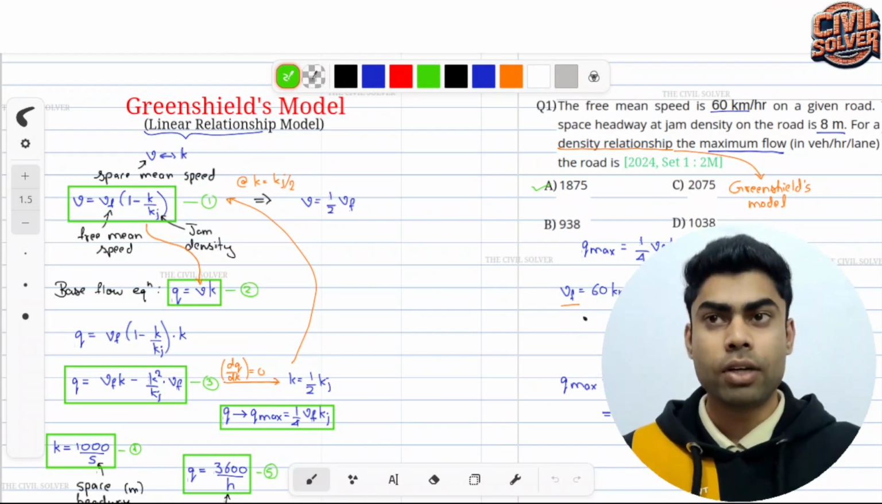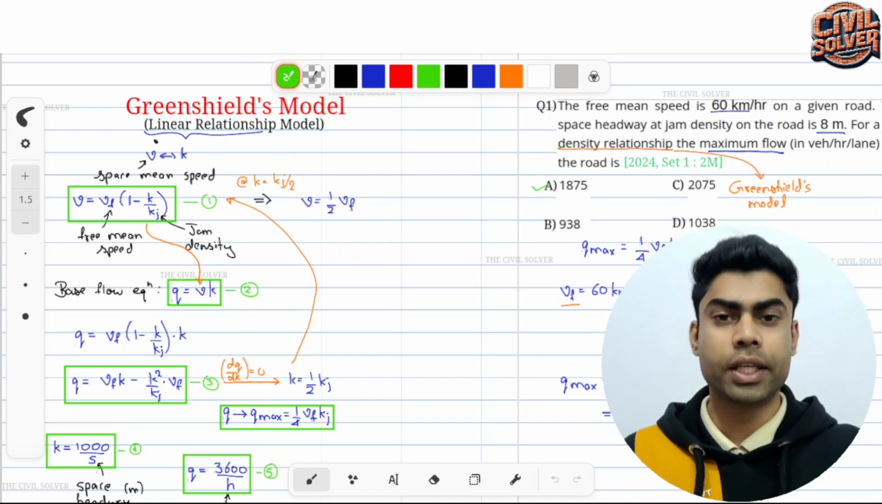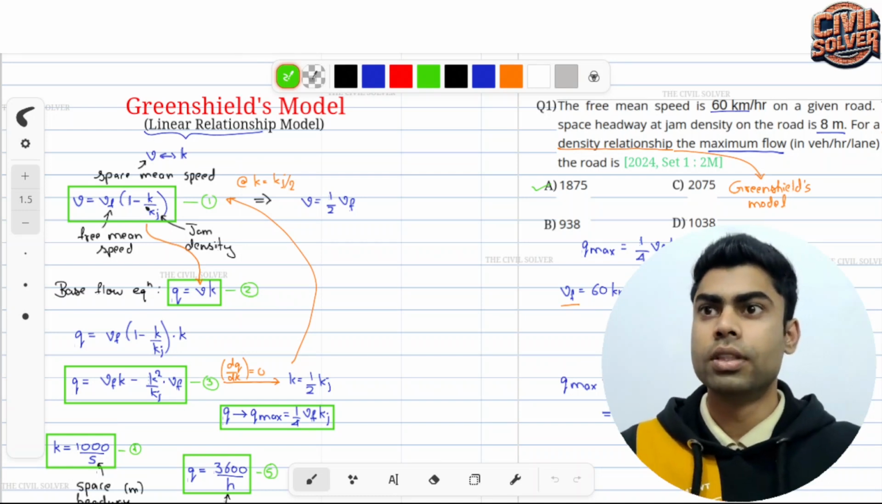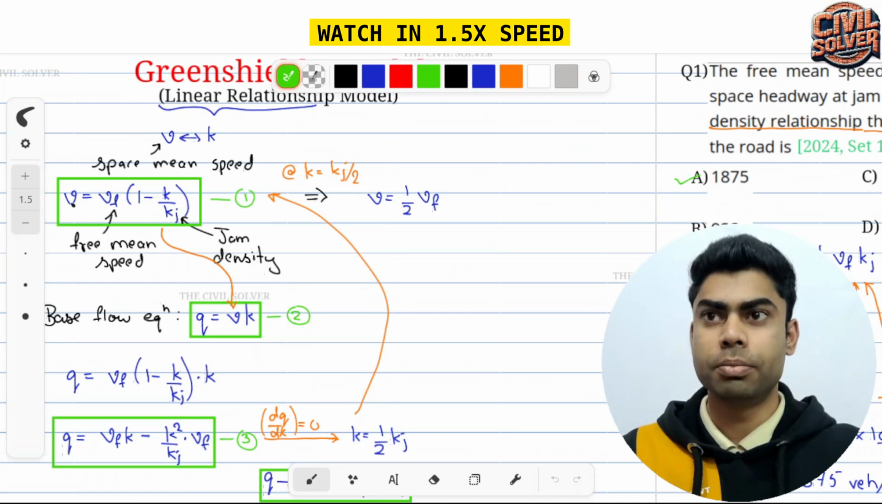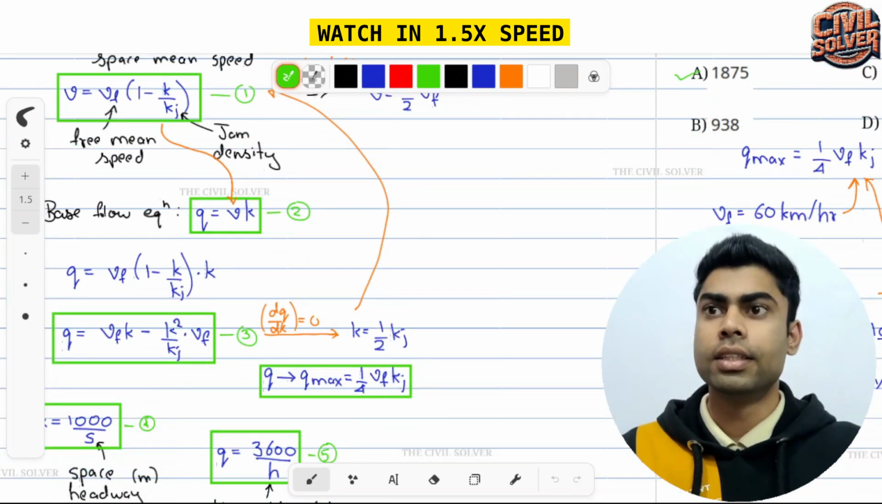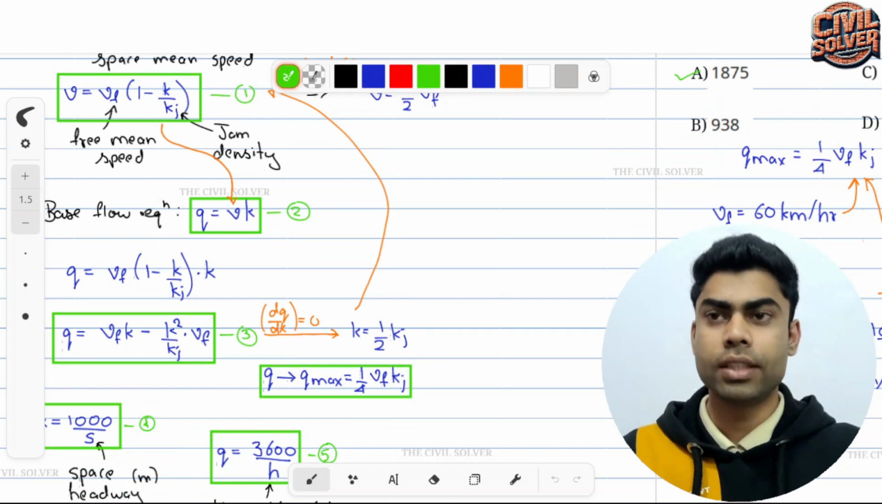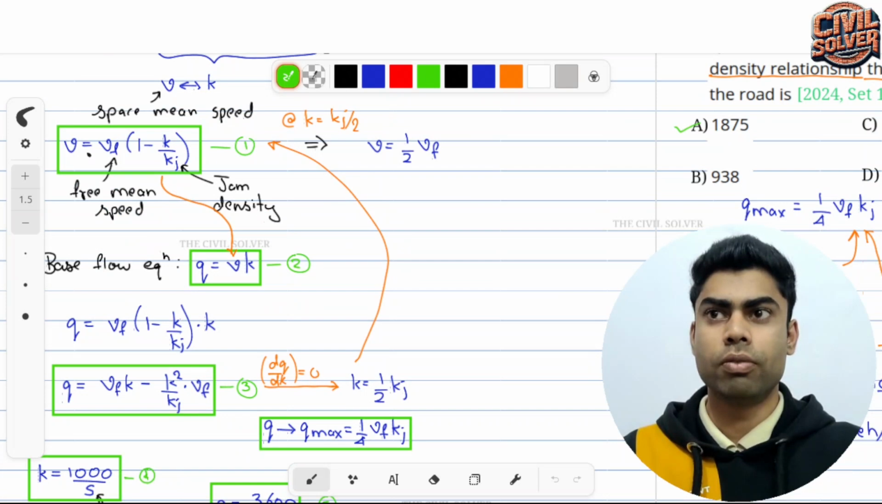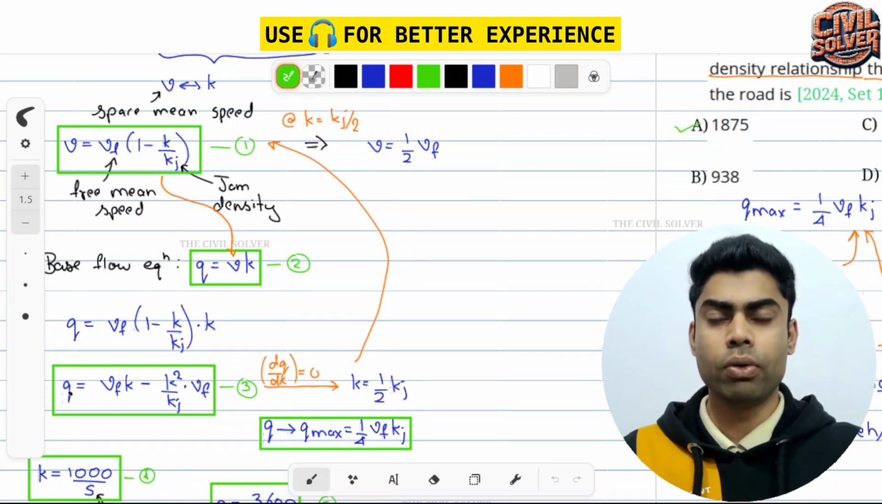We started part 1 with the revision of the important formulas of the Greenshield model. What were those? The first one was the relationship between speed and density, V is equal to Vf (1 minus K by Kj). Second one was the basic flow equation, Q is equal to Vk. Third one was simply the substitution of this velocity into the basic flow equation. We got the relationship between flow and density. It was parabolic because Q is proportional to K square.